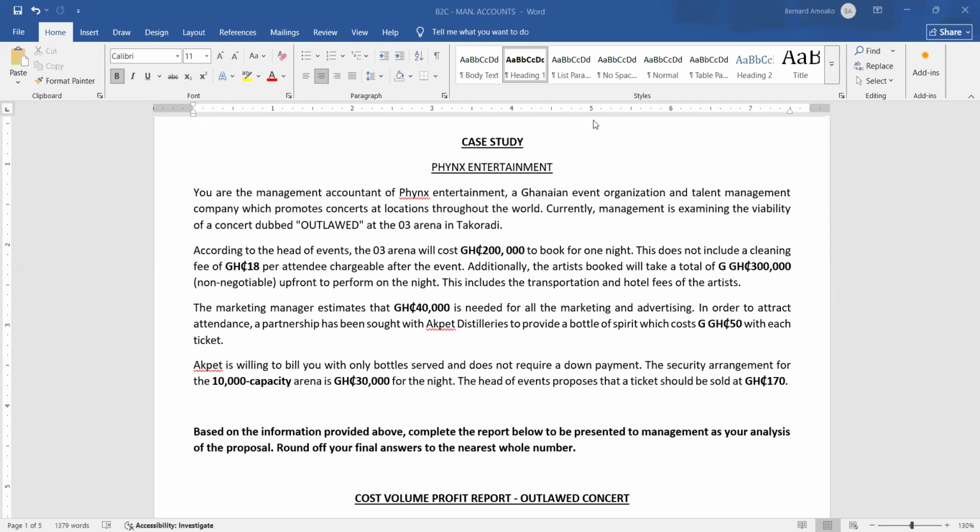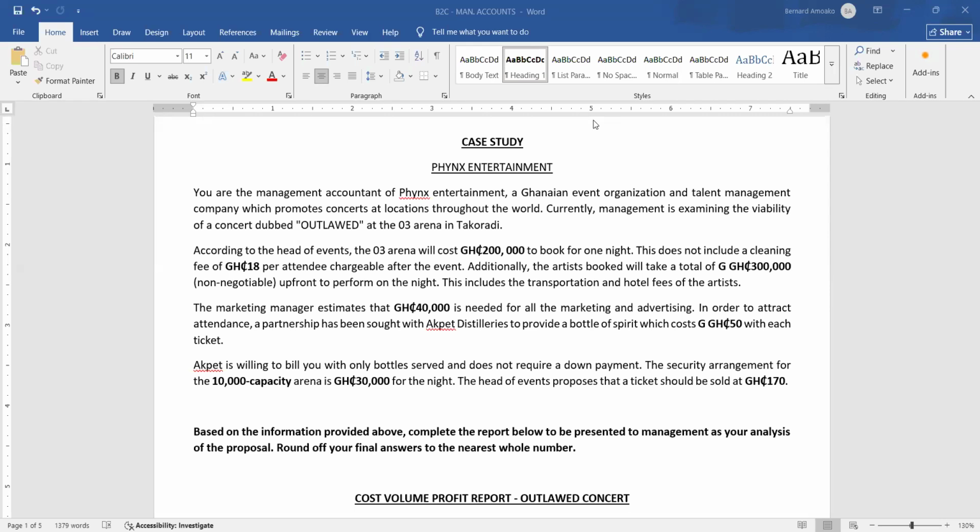So we have Things Entertainment. You are the management accountant of Things Entertainment, a Ghanaian event organization and talent management company which promotes concerts at locations throughout the world. Currently, management is examining the viability of a concert dubbed Outlawed at the O3 Arena in Takoradi. According to the head of events, the O3 Arena will cost 200,000 Ghana cedis to book for one night. This does not include a cleaning fee of 18 Ghana cedis per attendee, chargeable after the event.